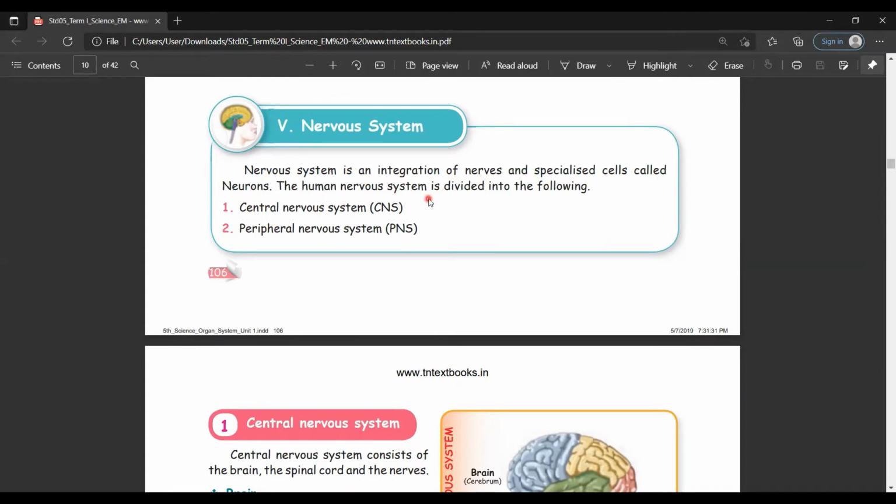The human nervous system is divided into the central nervous system, in short CNS, and the peripheral nervous system, PNS. So what is a nervous system? It is a combination of nerves and specialized cells, together called neurons. The human nervous system is divided into two: CNS and PNS.